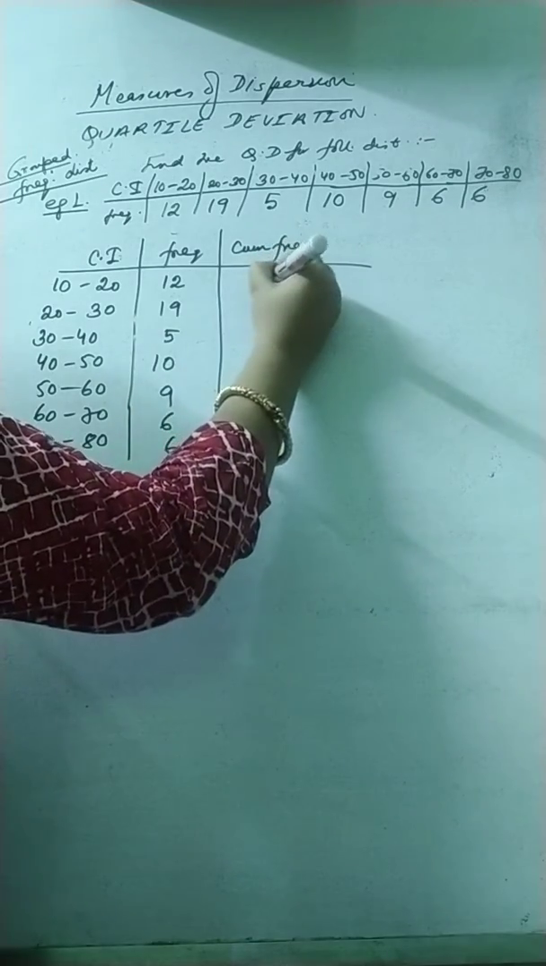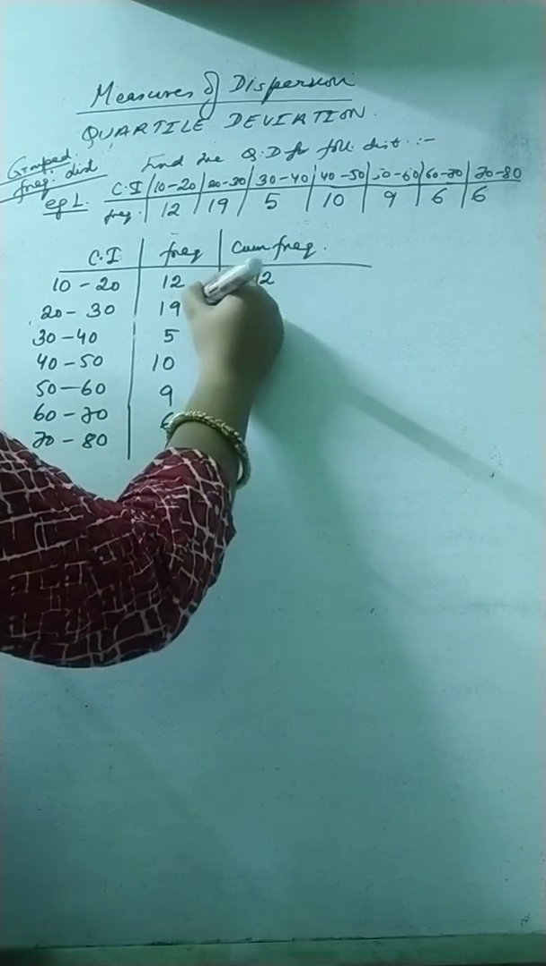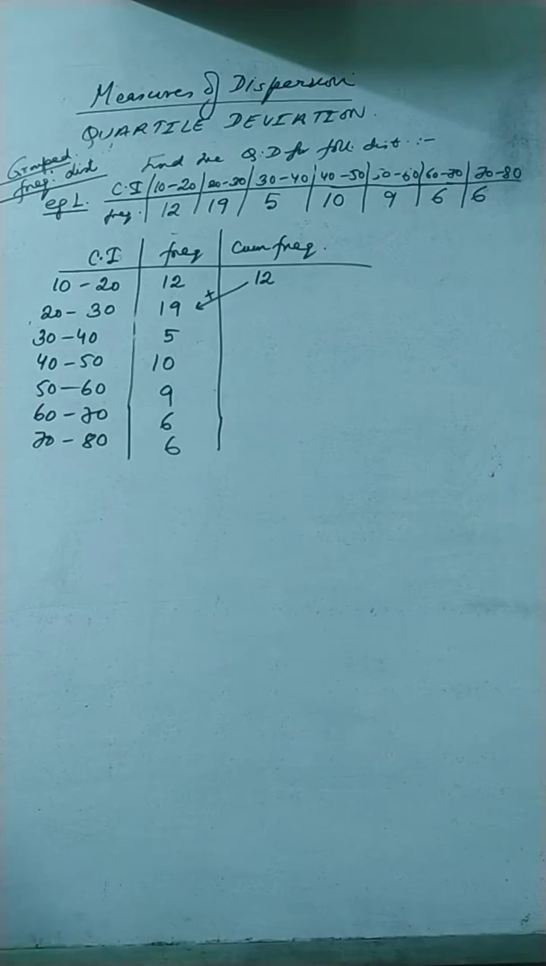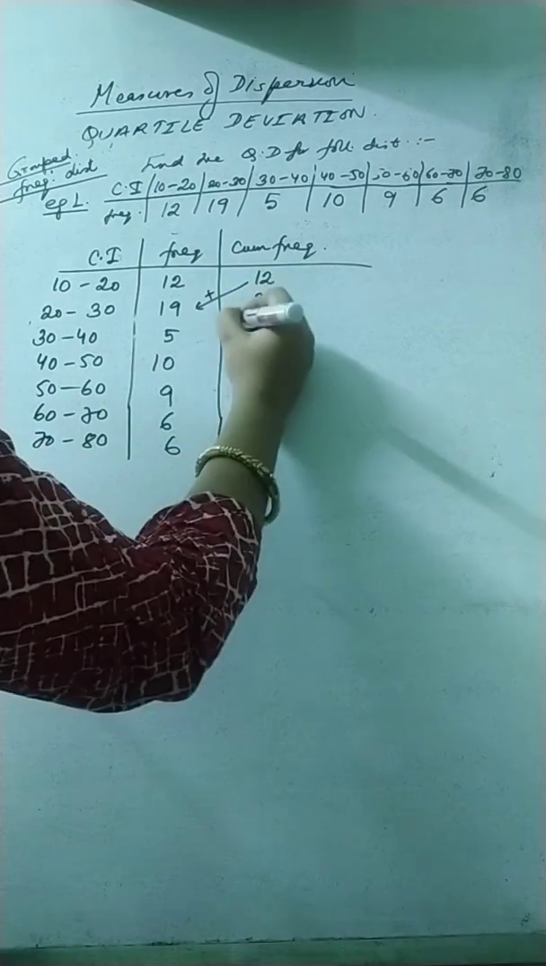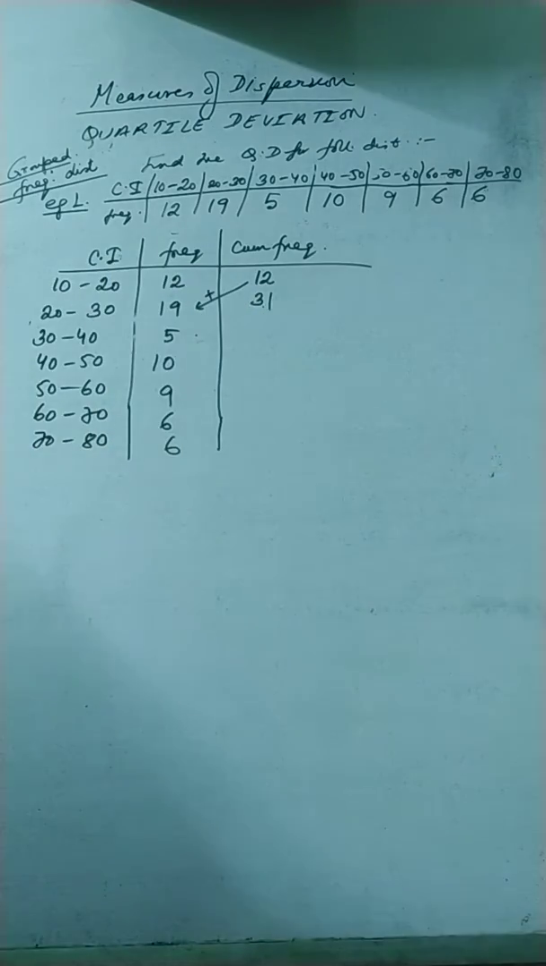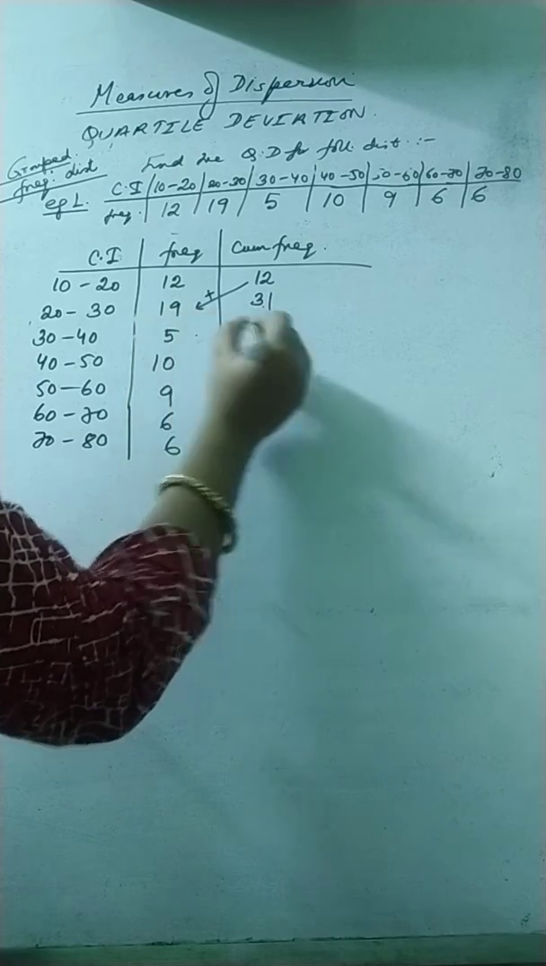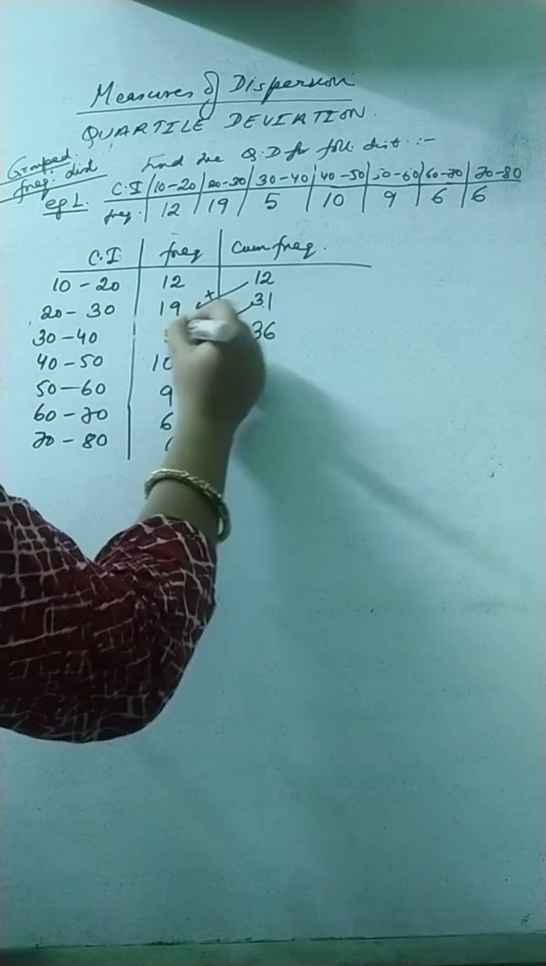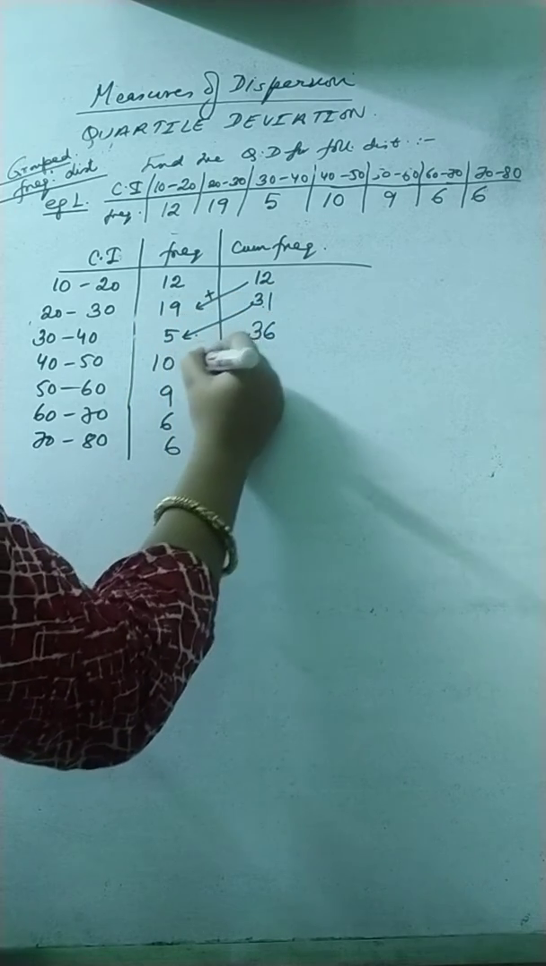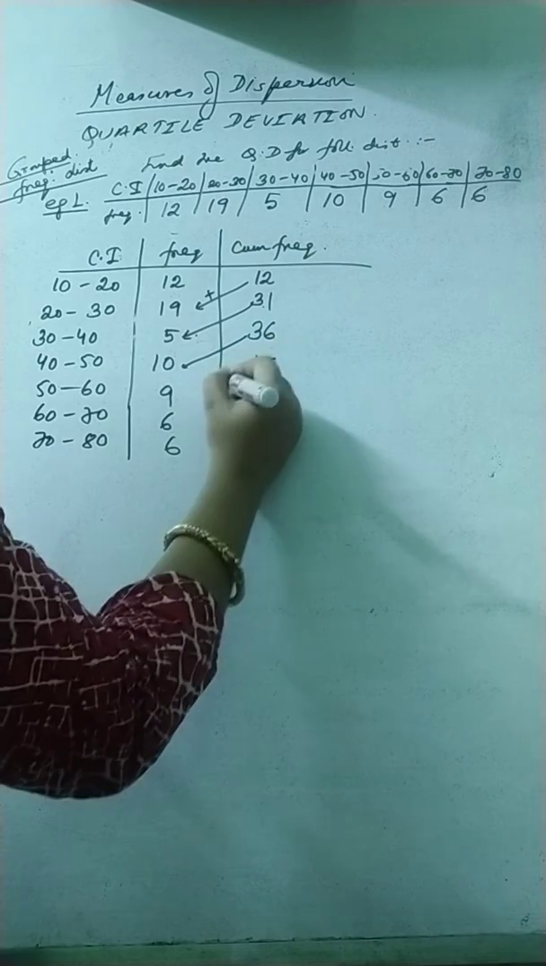Values are 12. 12 plus 19 we will do now. 12 plus 19 is how much? 31. Okay. 31 plus 5, that makes 36. Make sure you write it in the same line. Okay. 36 plus 10, that gives you 46.